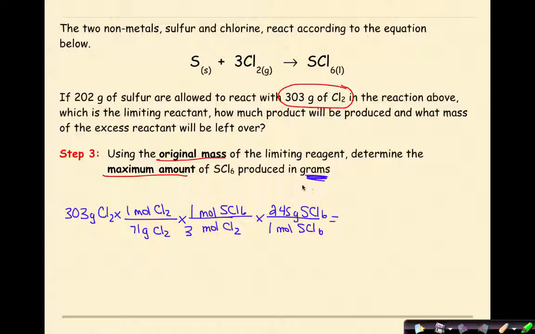I want to go to grams here because they're asking for it in grams. Finally, the last thing that I want to do is check my units. Grams, grams, moles, moles, moles, moles, left with grams. So if I work this out, my theoretical yield is 348 grams of SCl6. Again, this is the maximum amount of product that could be produced if all of my limiting reagent is consumed, all of my Cl2. We also call this theoretical yield.